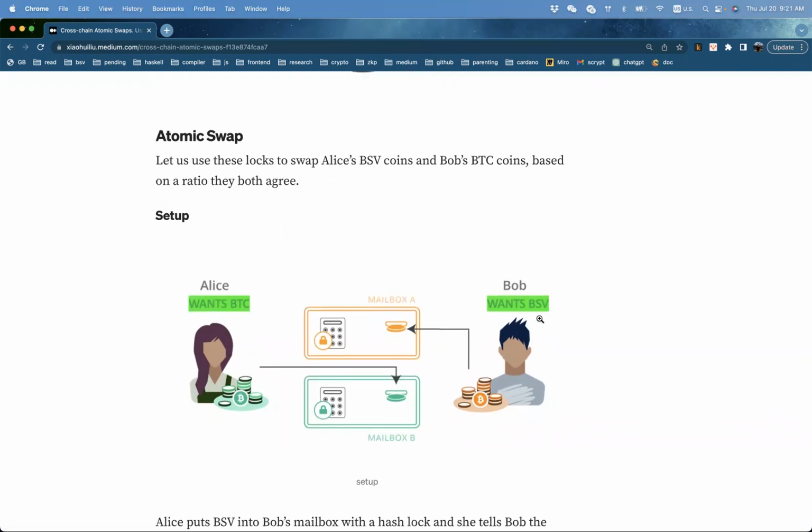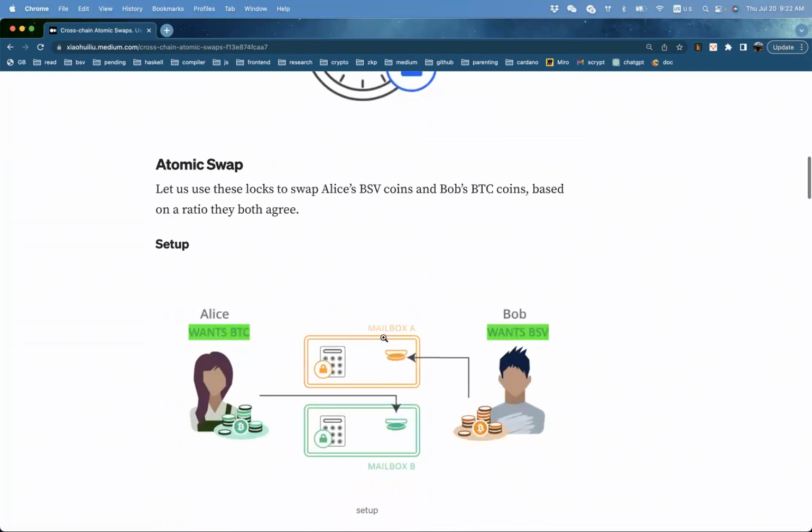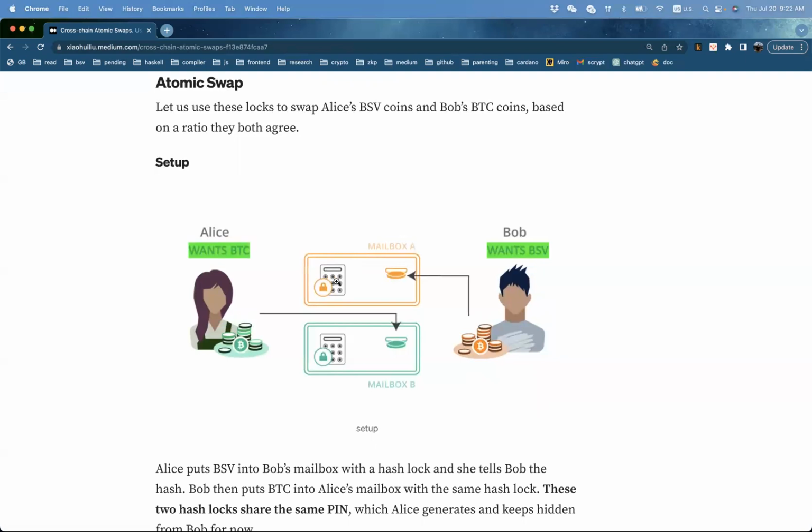So let's see how we use the primitives so far to atomically swap BSV and BTC. Let's say Alice has some BSV. She wants to trade with Bob, who has BTC, at, let's say, an exchange ratio of 1 BTC versus 1,000 BSV, for example. Whatever ratio they decide upon is no problem. So what's going to happen is they're going to set up first. They're going to use a lockbox that has two things. One is a regular key, this is the lock here. And then you also have this almost like hash lock, where you have to enter a password or PIN. So this lockbox needs two things to open: first, the key, and second, the PIN number.